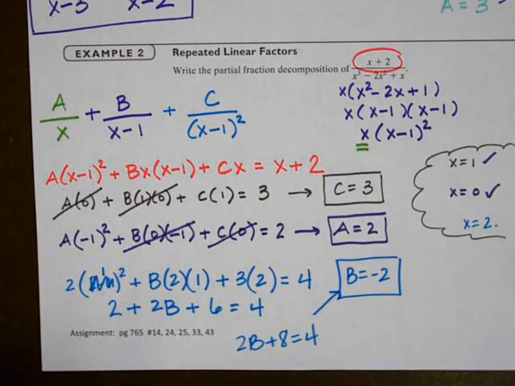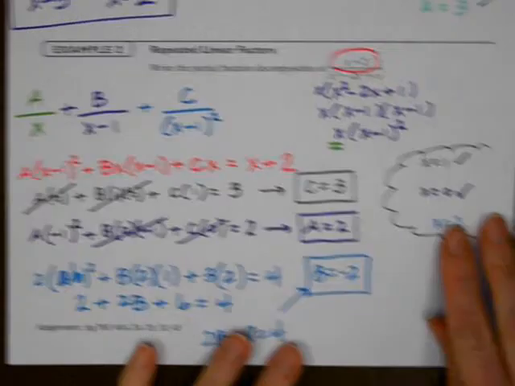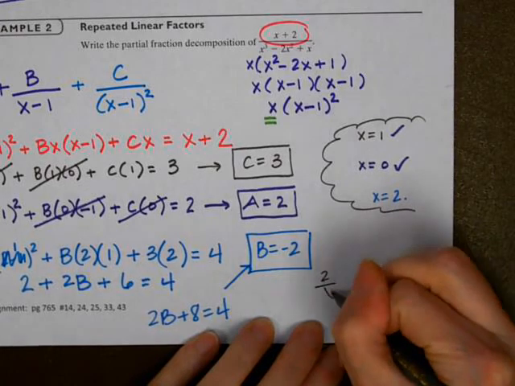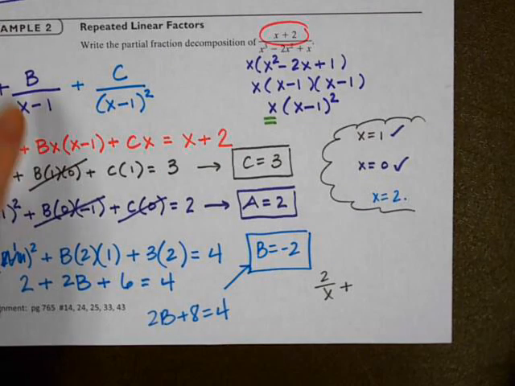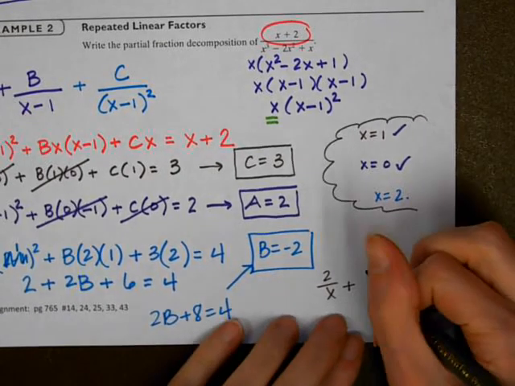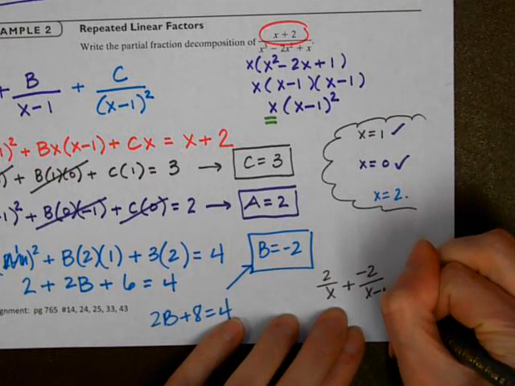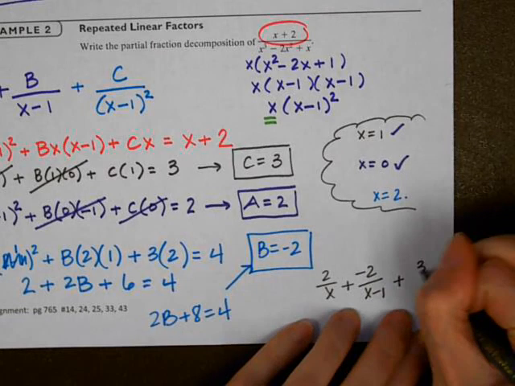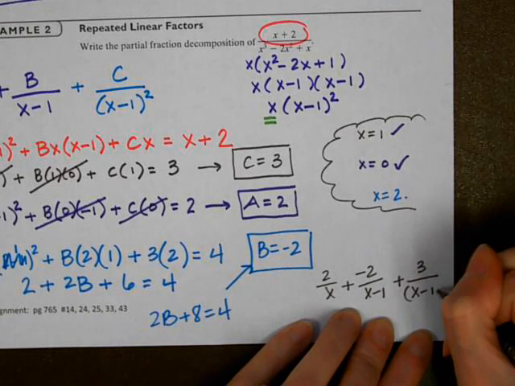And now that you have A, B, and C, we can write our final answer as A over X, so 2 over X, plus B over X minus 1, so negative 2 over X minus 1, plus C over X minus 1 squared, 3 over X minus 1 squared.